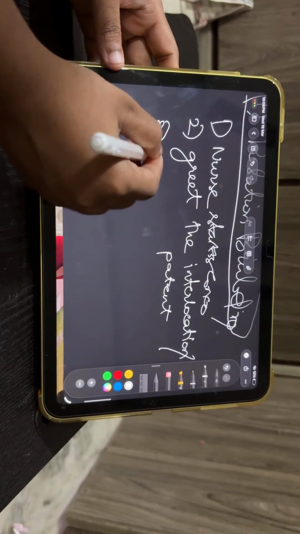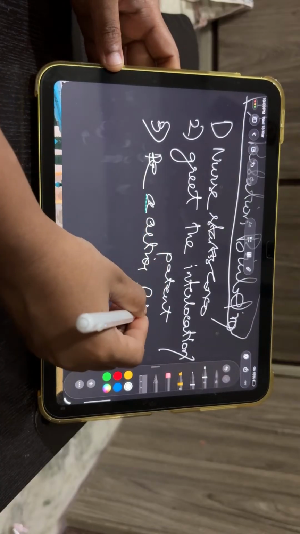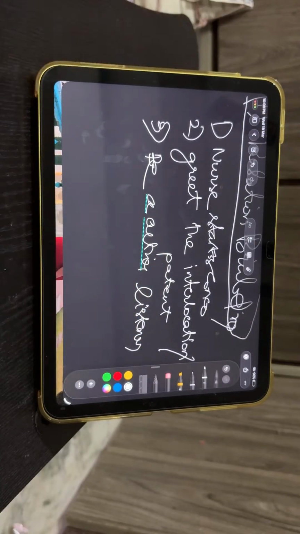Third thing, be an active listener. What do you mean by that? You should not only listen.